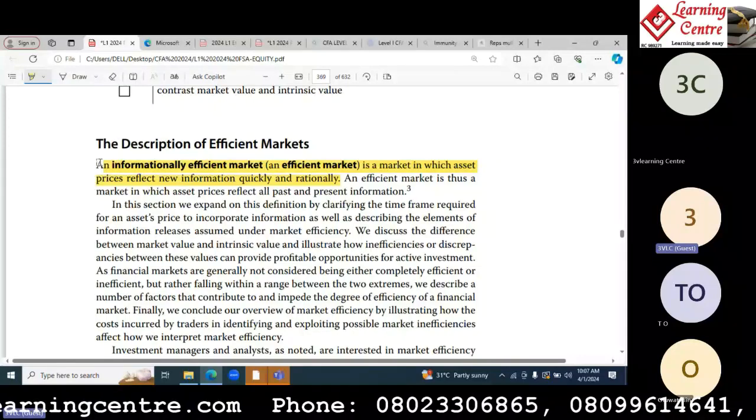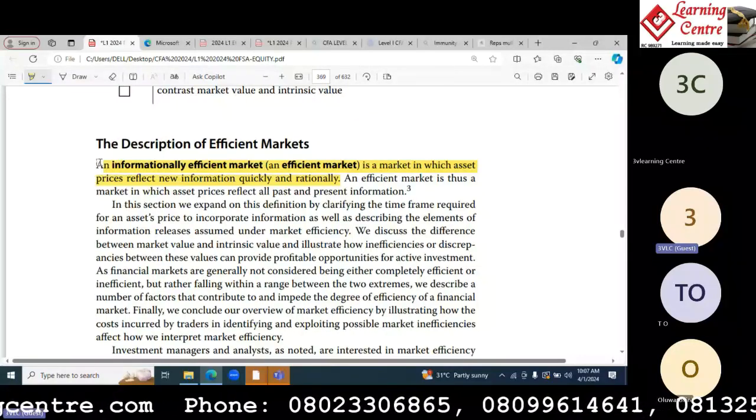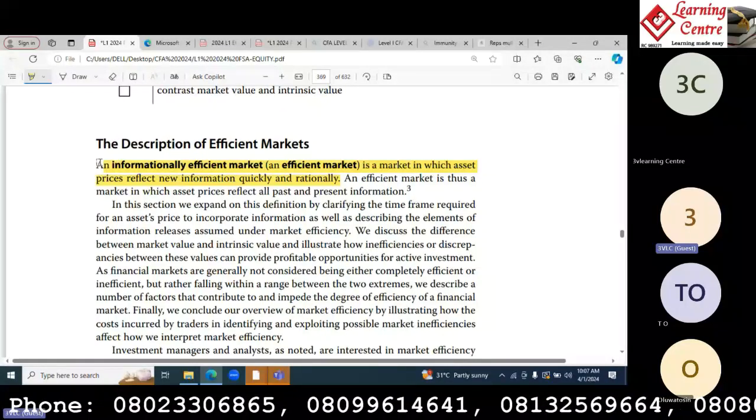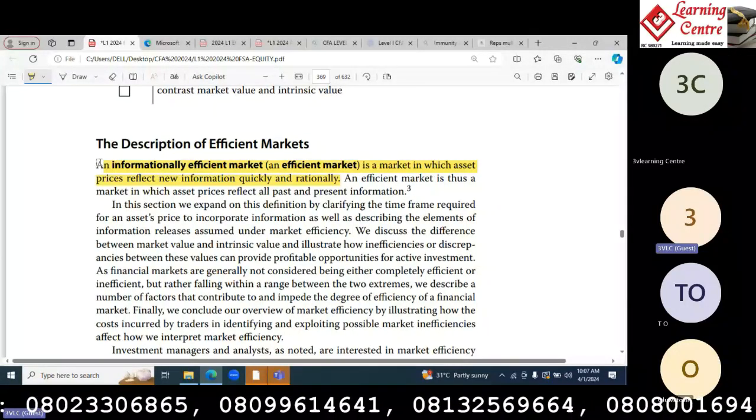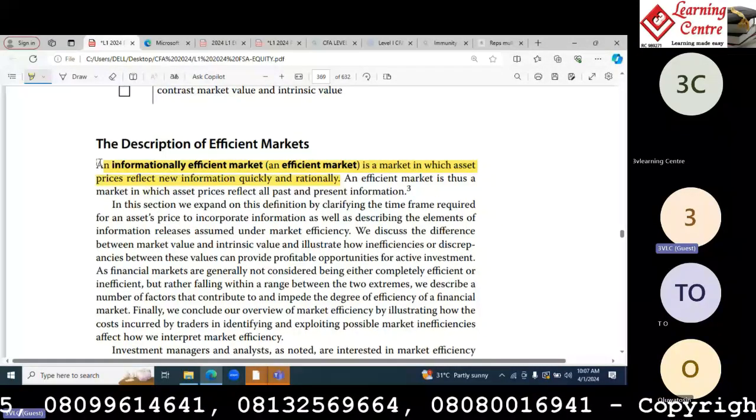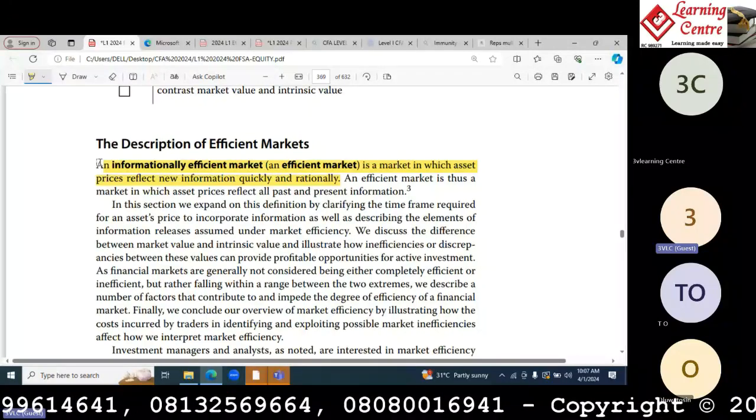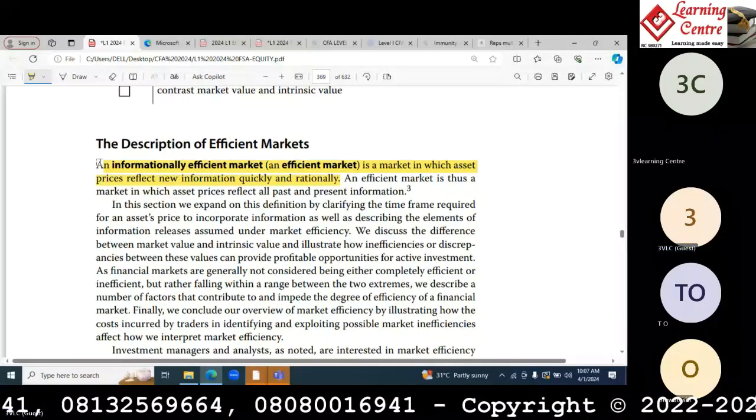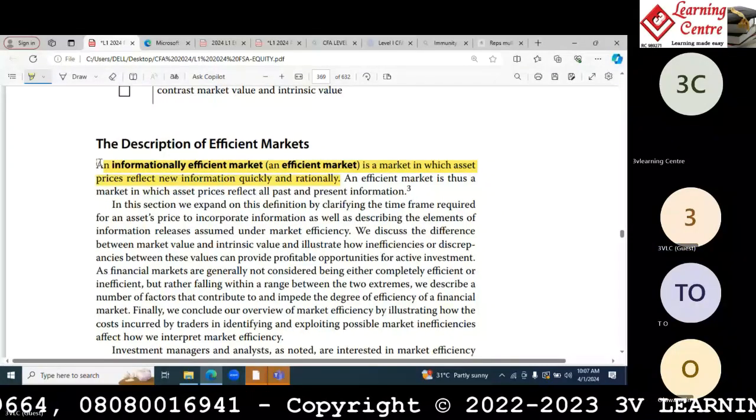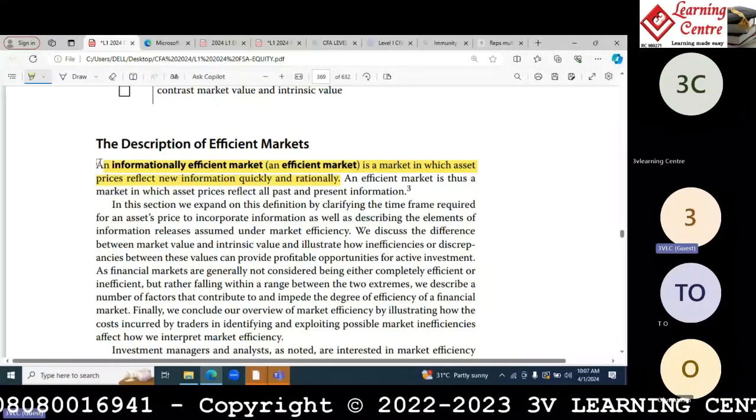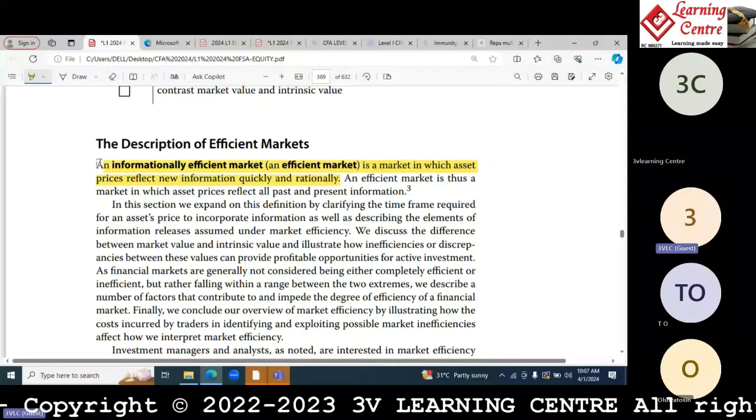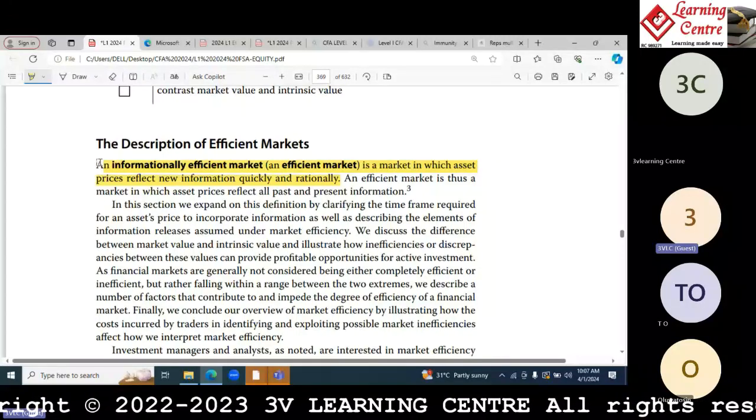So in this section, we expand on this definition by clarifying the time frame required for an asset's price to incorporate information, as well as describing the elements of information releases assumed under market information. Now, what are we trying to say there? What do we mean by quickly? When people ask me that question, what do you mean by information should reflect quickly?